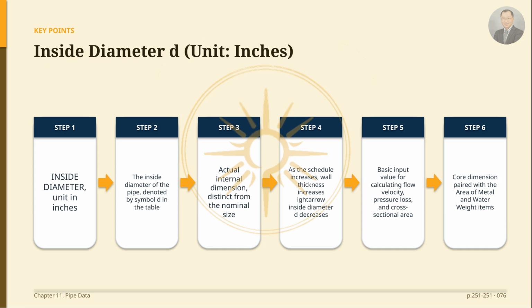Even for the same nominal size, as the schedule increases and the wall thickness becomes thicker, the inside diameter d becomes smaller. This inside diameter is the most basic input value when calculating flow velocity, pressure loss, and internal cross-sectional area. Along with the metal area and water weight items we looked at earlier, you can understand that this d value constitutes the core dimensions of the pipe data table.